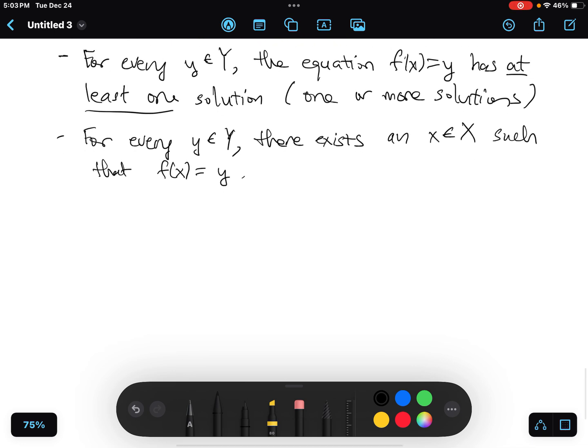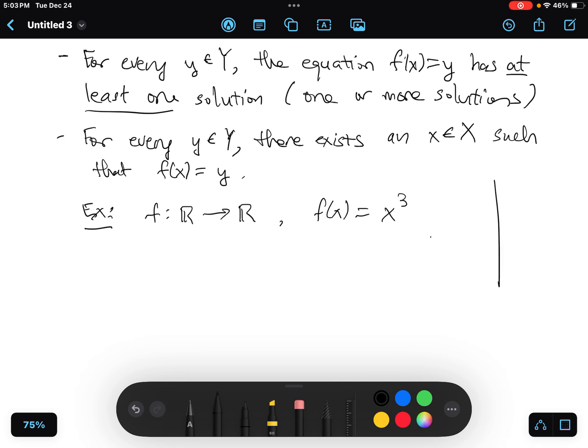So let's look at an example of functions from one variable to another variable. So let's say that you have the function f of x. I really need to be careful about specifying the domain and codomain. So let's say that I have a function from the real numbers to the real numbers that's given by f of x equals x cubed.